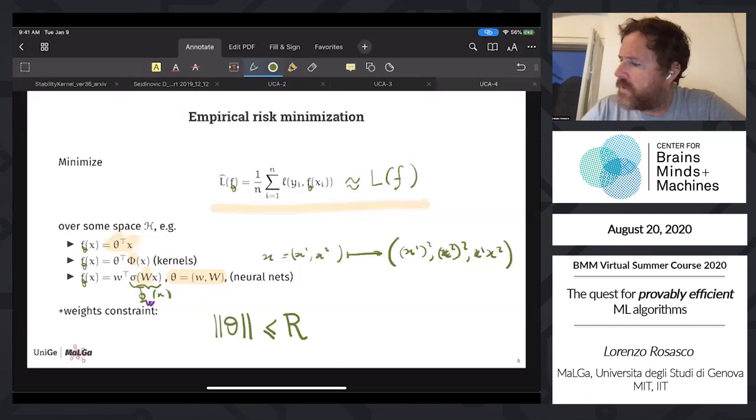There was a question of whether I should put a 2 here. It doesn't really matter because it is just a rescaling. If there is a theta in front of everything, you will learn the rescaling automatically.